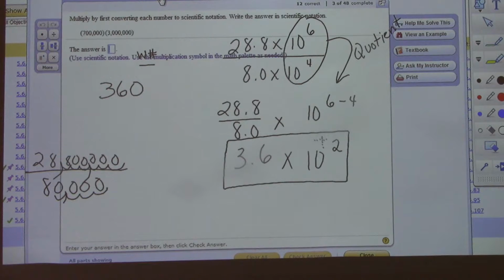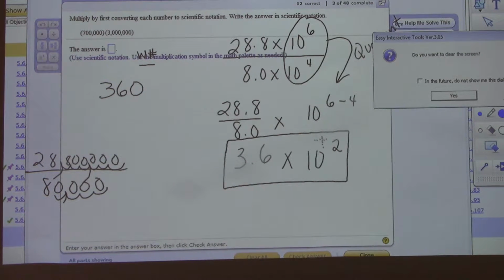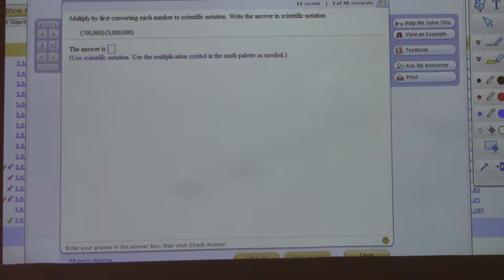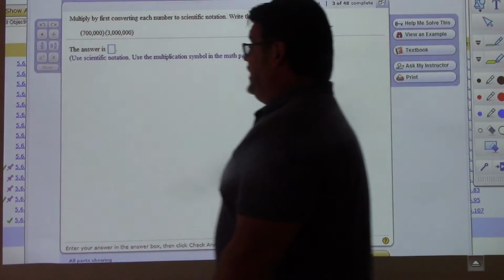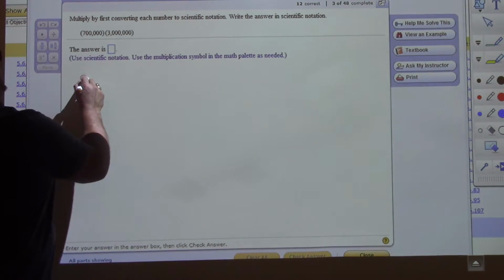I want to move to some that are a little bit more challenging. All right, let's do that one. It's not challenging, it's just different. I quit. Too many zeros to write. I just quit. Go to the next problem.